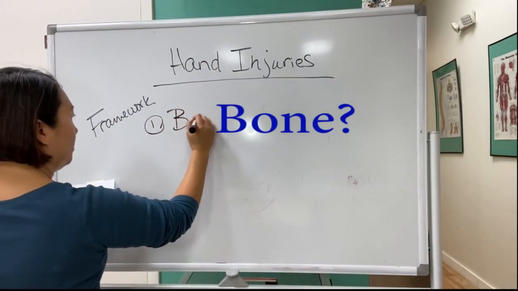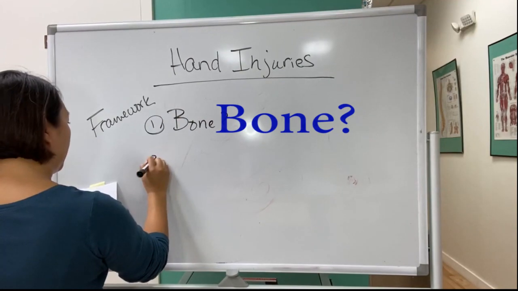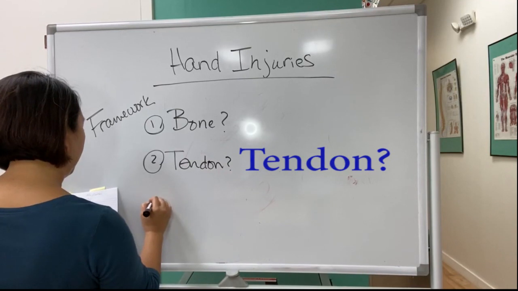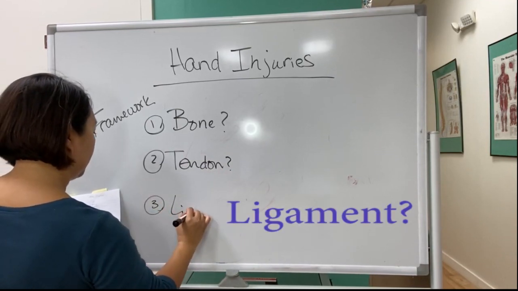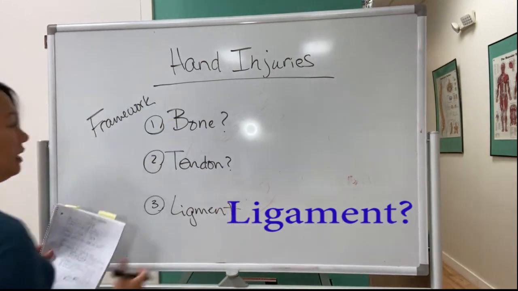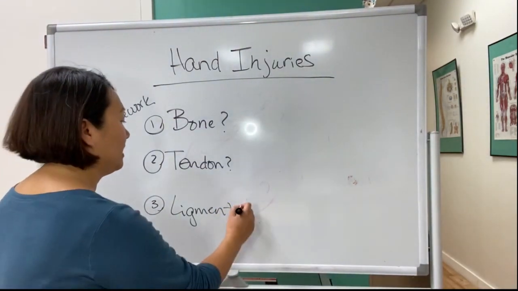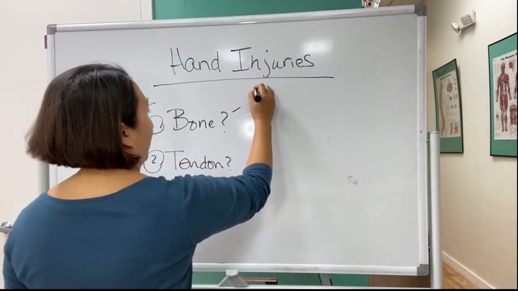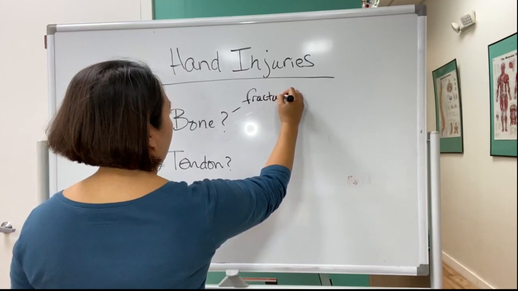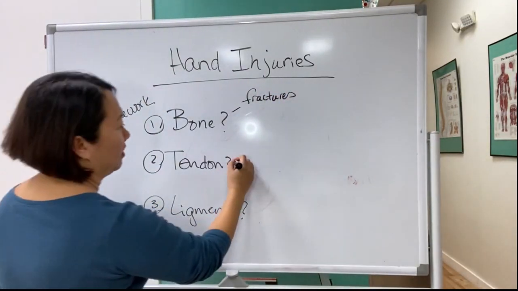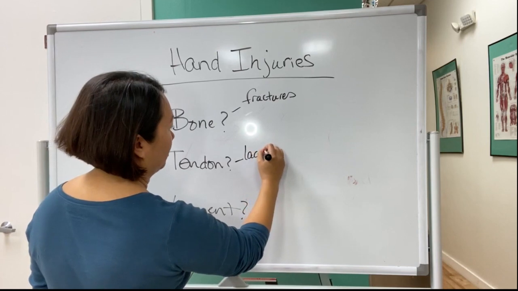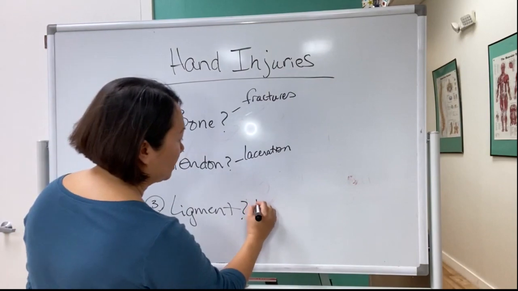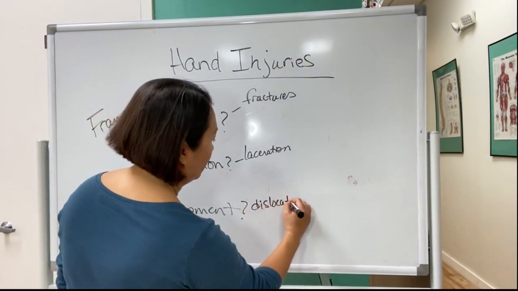Is it a bone problem? Is it a tendon problem? Is it a ligament problem? Sometimes they're all together, but usually if it's a bone problem, then we have fractures. If it's a tendon problem, then we have some type of laceration of a tendon. And a ligament is usually some type of dislocation, right?